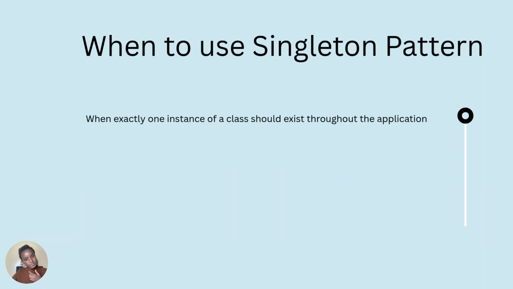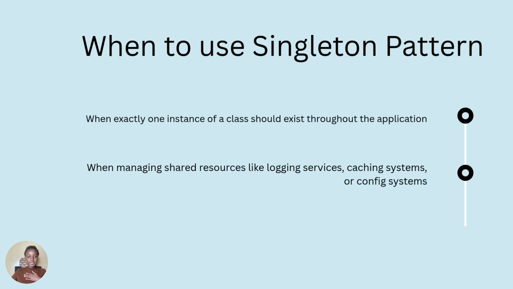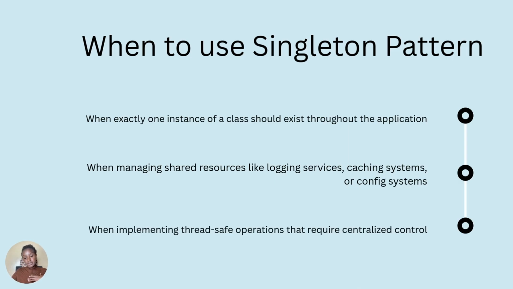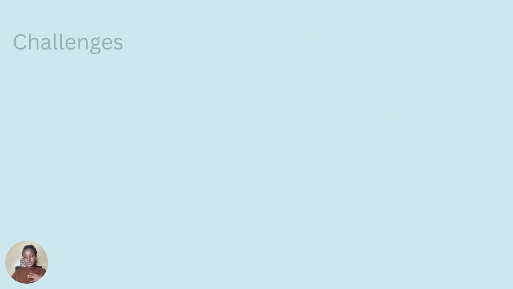So when should you use the singleton pattern? When exactly one instance of a class should exist throughout the application. There are different cases of this, as listed: when managing shared resources like logging services. When logging, you want to work with the same instance for easy tracking, so that all logs are going to the same place and you can monitor easily. Caching systems, same case, config systems, DB. And when implementing thread safe operations that require centralized control. A good example, like I mentioned, is your database connection.